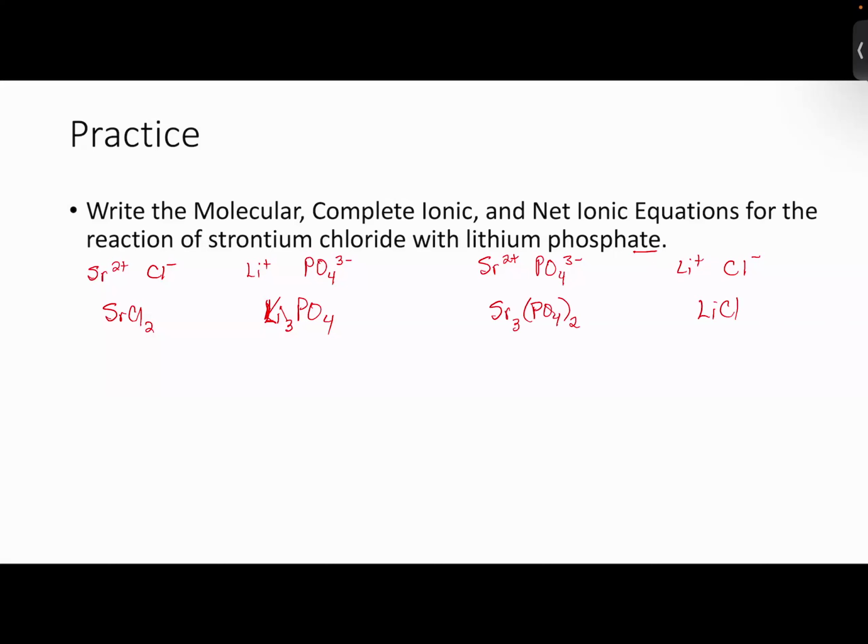We now have the formula of our reactants and our products. Now we need to determine the states of matter. We're going to determine the states of matter using the solubility rules. Rule number 1 says anything that has a group 1 or ammonium is soluble. Therefore, our lithium phosphate is going to be soluble. Our lithium chloride will also be soluble.